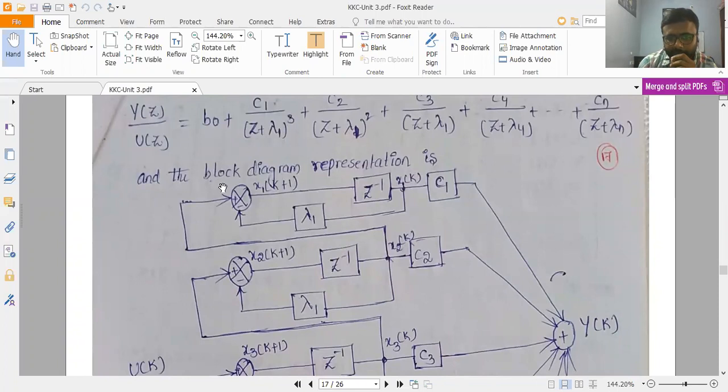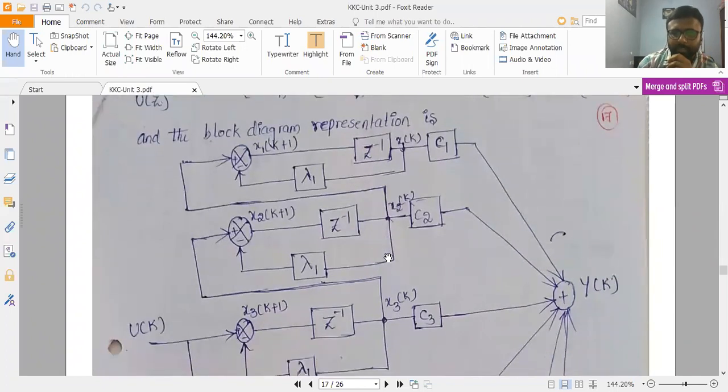That means the input of the first one is going to be connected to the output of the second one. Try to observe this particular figure. The input of this first one is going to be connected to the output of the second one, and similarly, the input of the second one is going to be connected to the output of the third one.